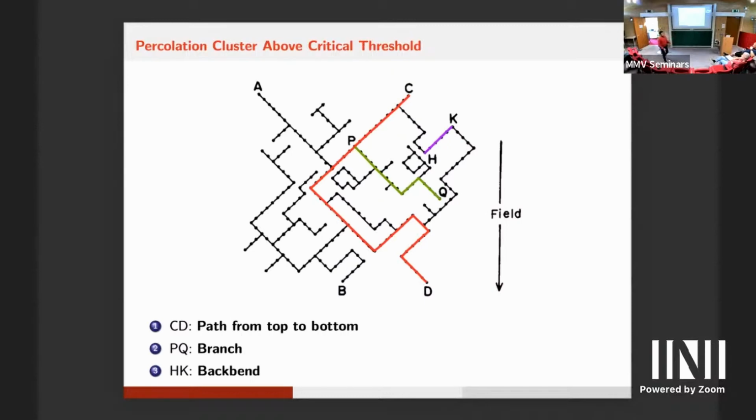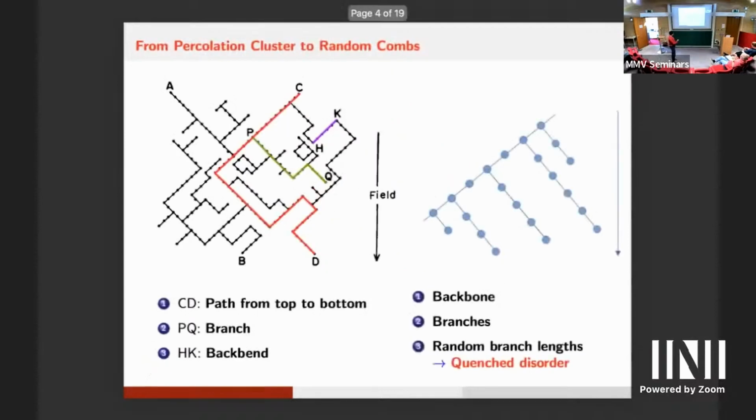There are channels that take you from top to bottom. There are channels that don't take you from top to bottom. And now, given such a structure, this rock is given to me. If I want to study such a problem, as I have mentioned, the three salient features are that there's a path that takes you from top to bottom, then there are branches and there are backbones.